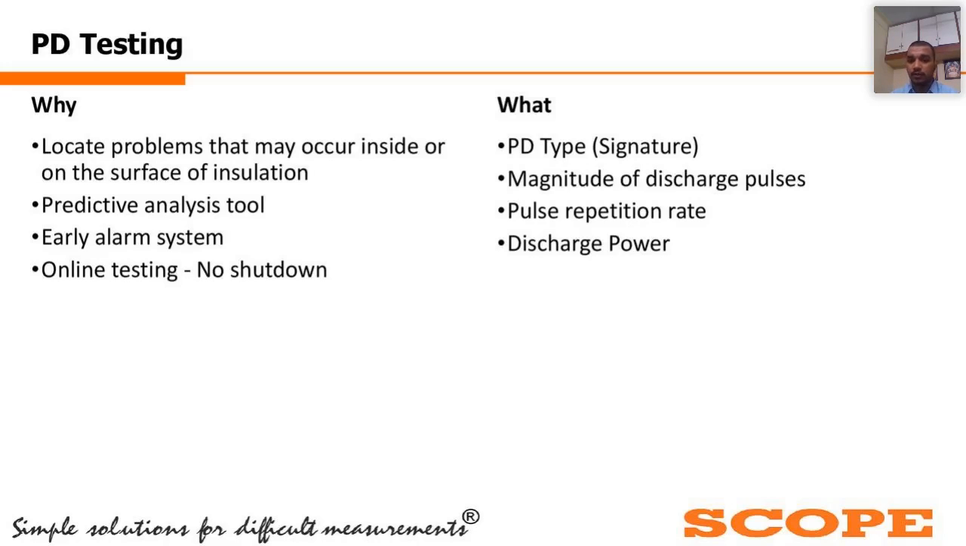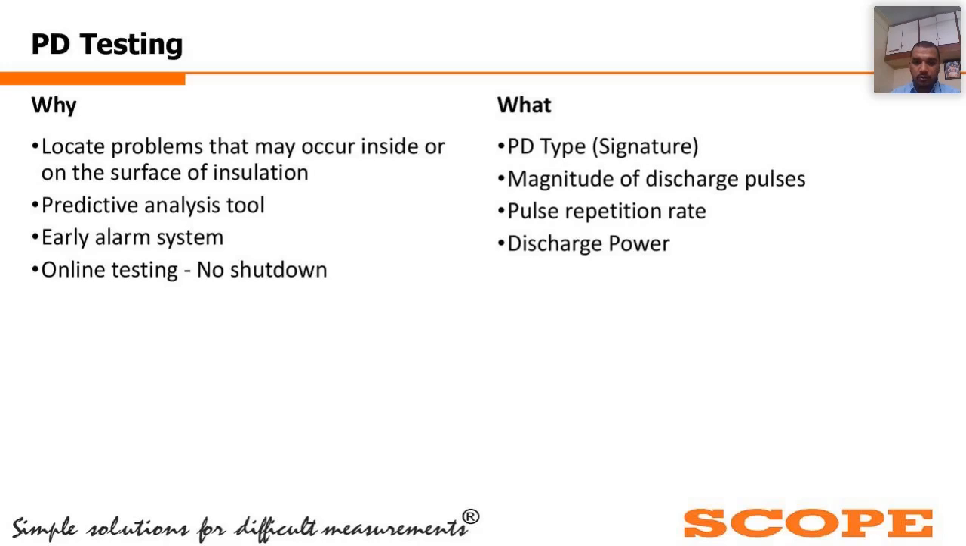Then comes the pulse repetition rate. As we are dealing with alternating voltage, our pulses keep happening over time. This is the rate of discharge pulses, the number of discharge pulses that you obtain per unit second, because of the 50 hertz supply that we have over here. So this is also one of the important parameters to tell you if the discharge has actually gone bad, right?